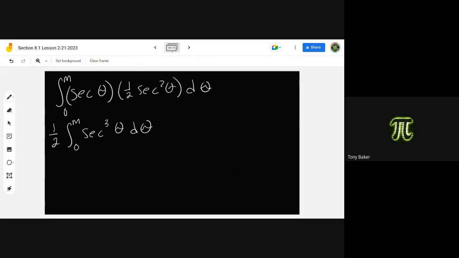So we have secant to the third, but we don't have a tangent. So I can't do those trig rules where I have the other things to be able to cancel stuff out. I don't have another tangent here to do that with. So we actually have to do this by integration by parts, as a product. So I need to split this up so I have two things to use. So this is secant squared theta and secant theta, d theta.